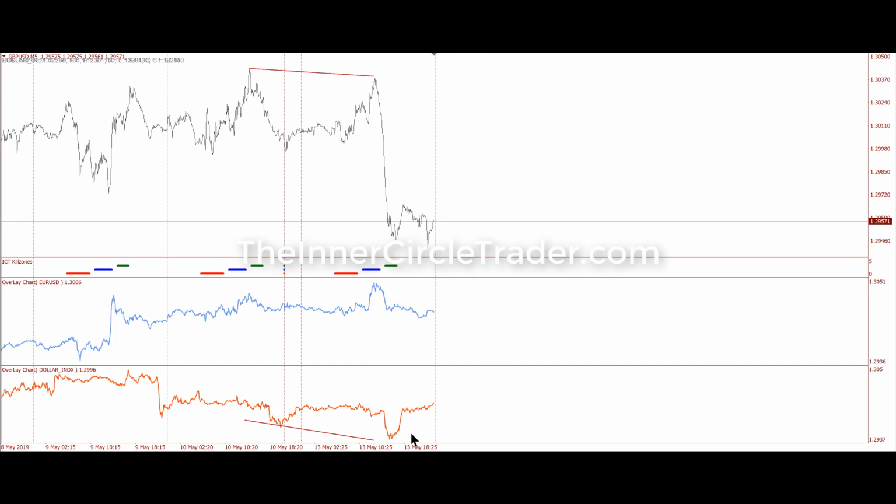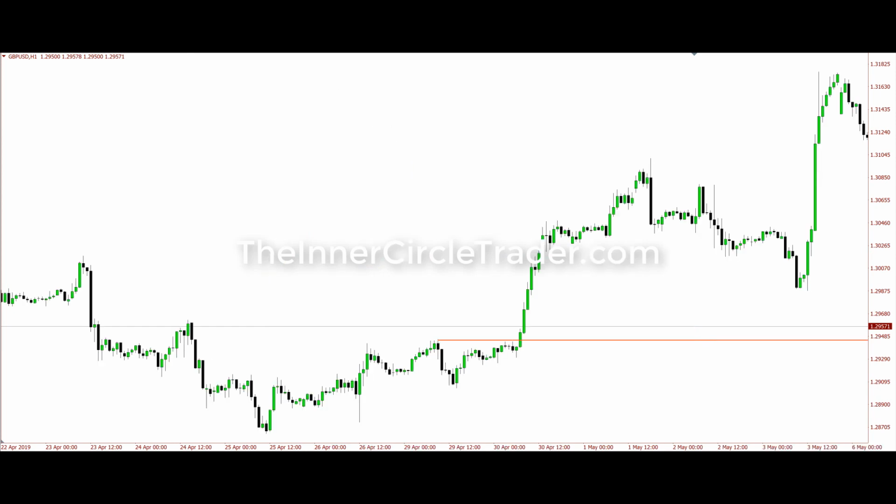If we go into an hourly chart, and we go over here and look at this, I want to zoom in and ask you, inside of this area right in here, do you see a liquidity pool?